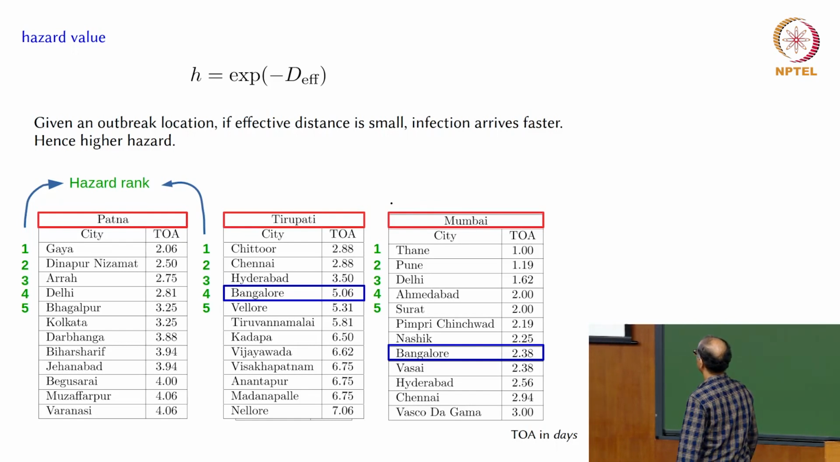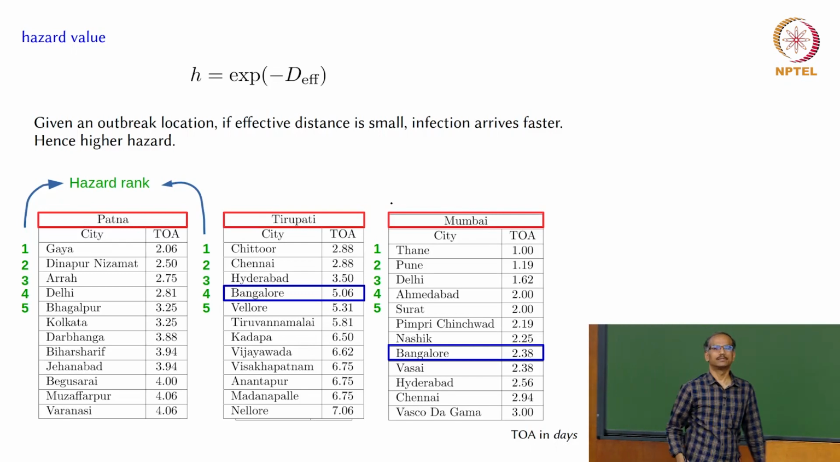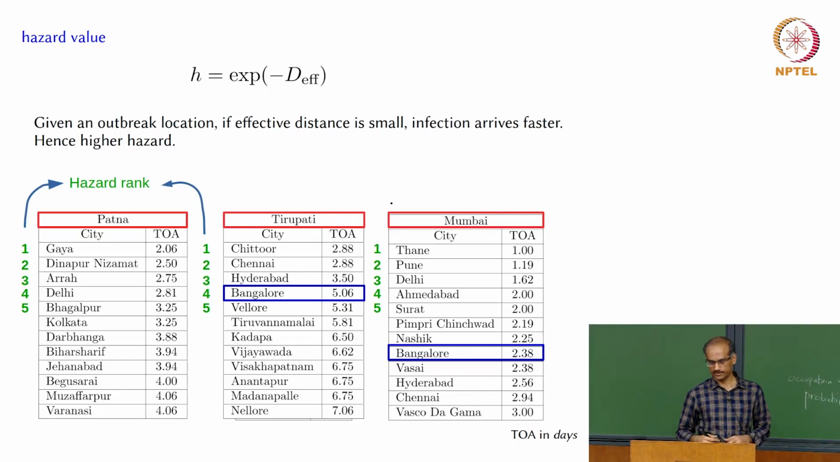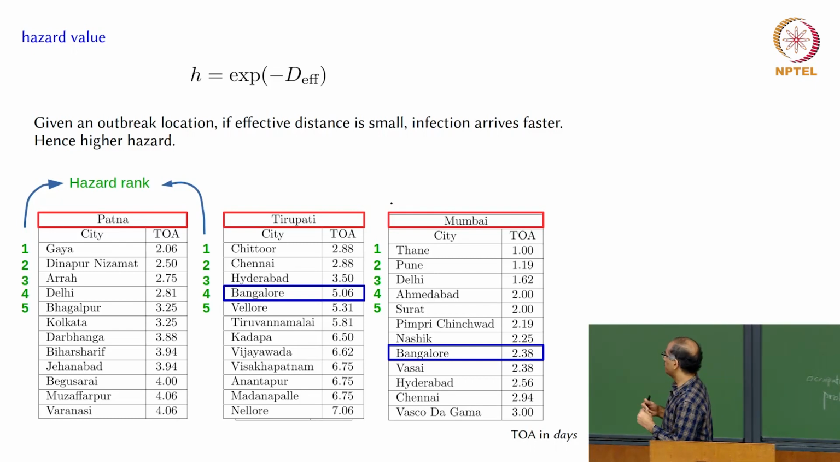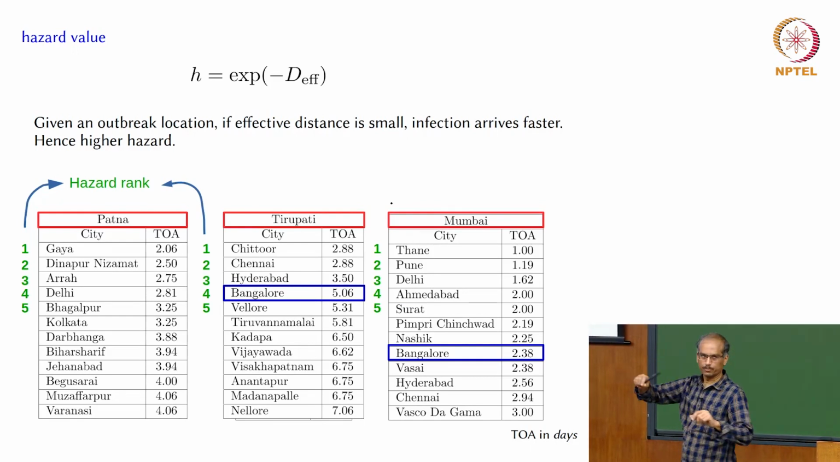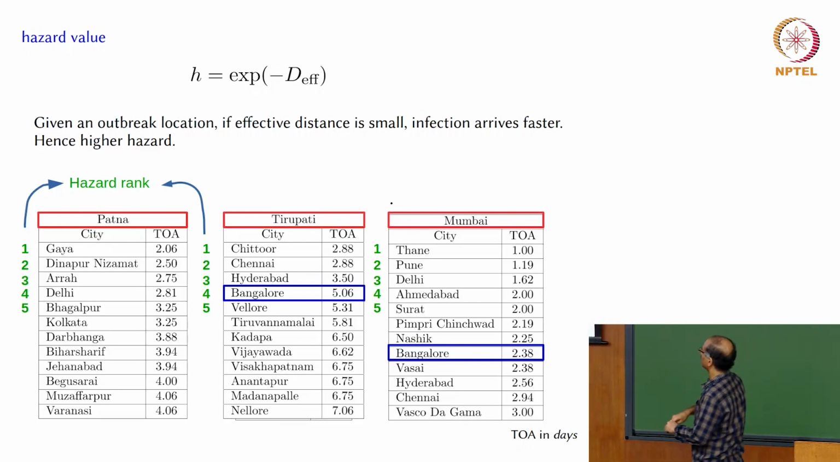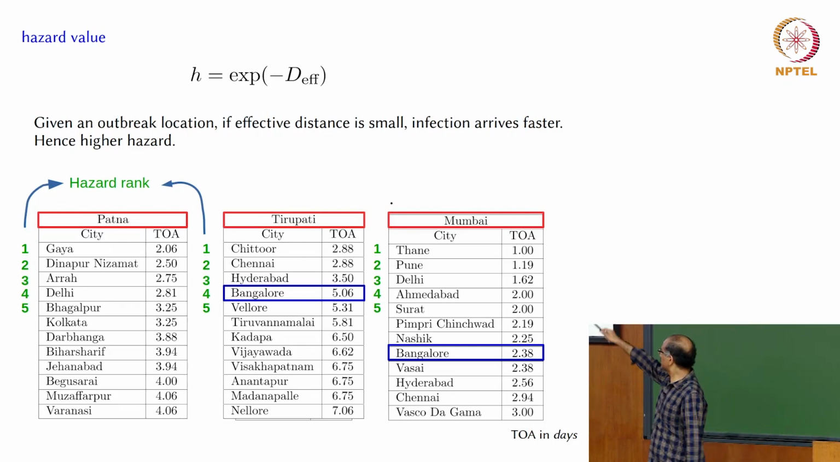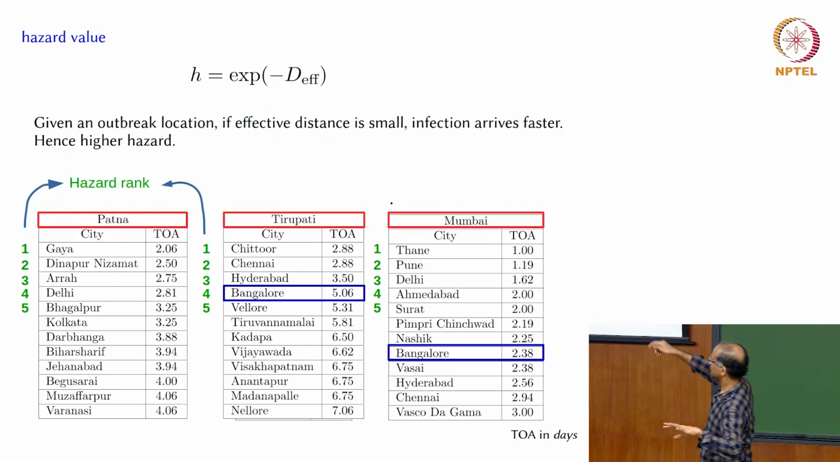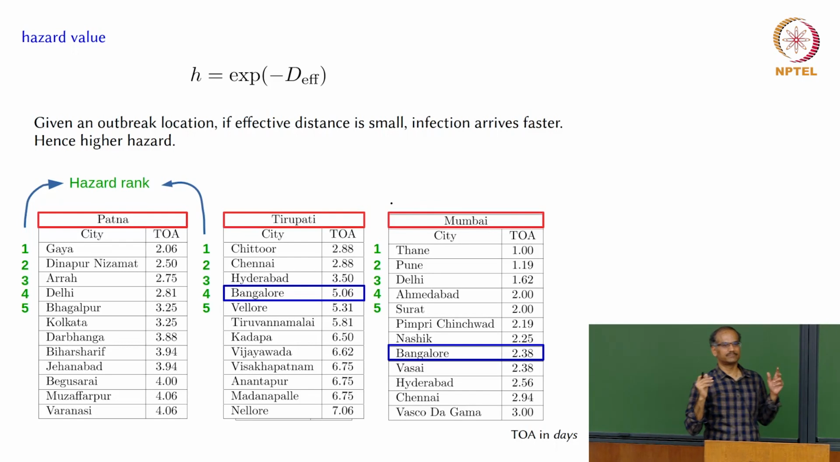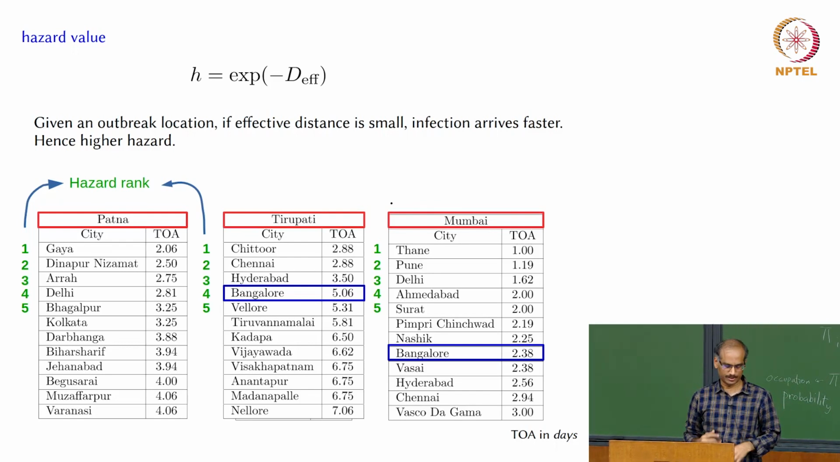If, for instance, Bombay is the outbreak location, you can see that places like Thane, Pune, and so on, which are somewhat closer, but where there is also a large flux of people traveling between them, would be the ones to be affected. You can also see another point here. Let's say Tirupati is the outbreak location. Bangalore is actually very close to Tirupati, closer than Bombay. But it takes 5 days for infection from Tirupati to reach Bangalore. On the other hand, from Bombay to Bangalore, it reaches in only 2 days. That's simply the effect of the flux of people traveling.